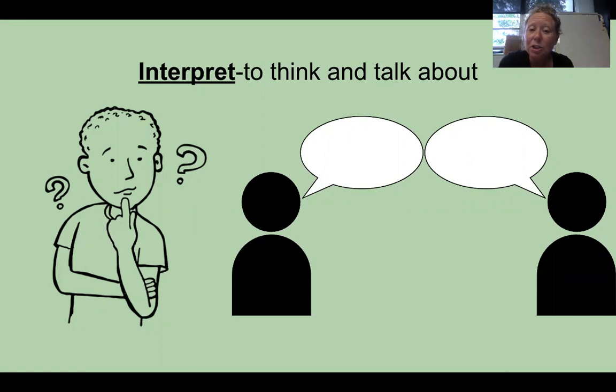Interpret means to talk and think about something. So on this picture, I have a boy that's thinking. He's got question marks outside of his head. And then I also have a picture of two people talking with a speech bubble. So to interpret means to think and talk about something.